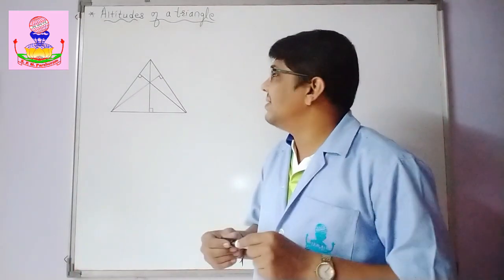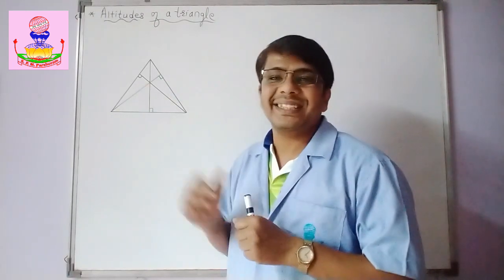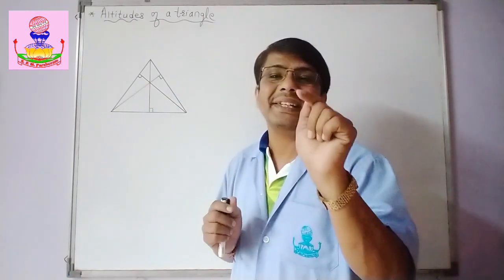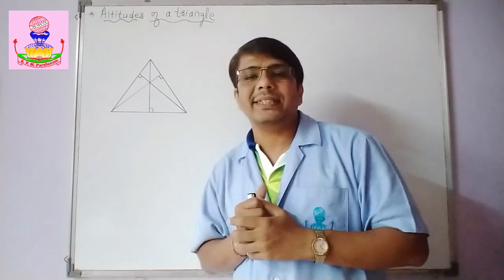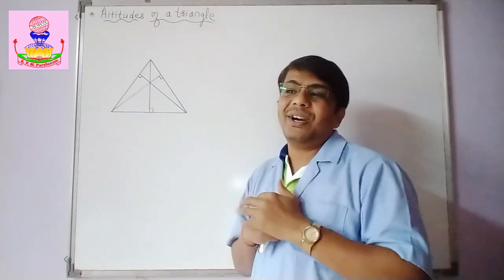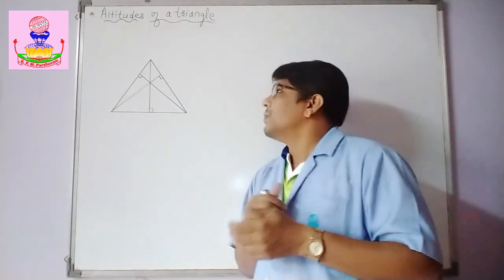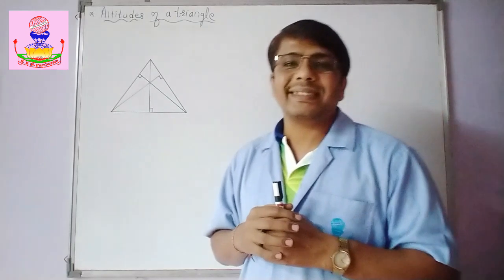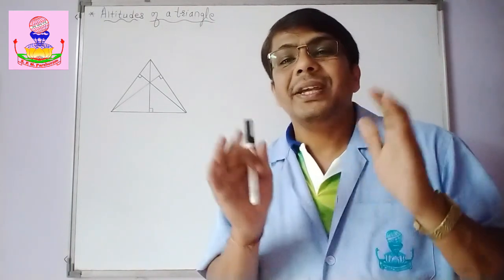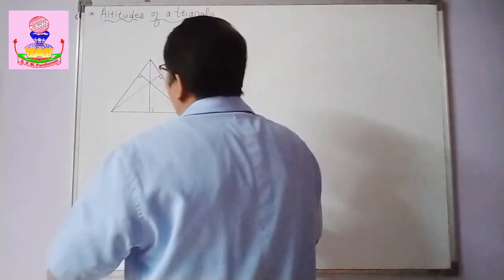What it shows is that all the 3 altitudes lie inside the triangle, or in the interior of the triangle, and they are concurrent. You can see they meet each other, or intersect each other, at one point. And this point of concurrence is called the orthocenter. What is it called? Orthocenter. Okay, remember that. So the orthocenter for an acute angle triangle lies in the interior of the triangle.